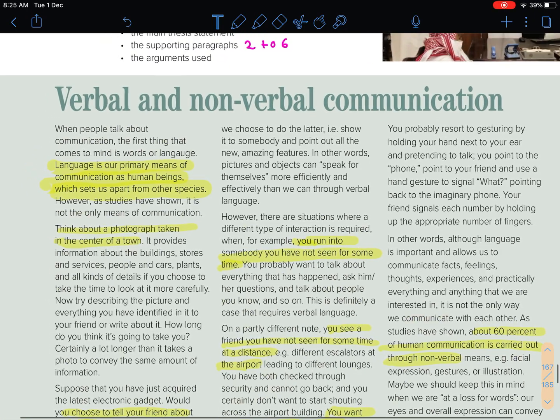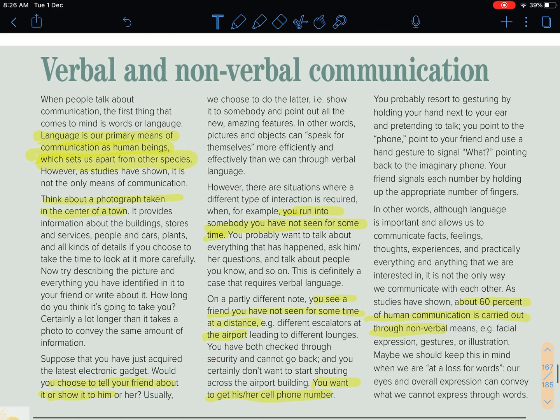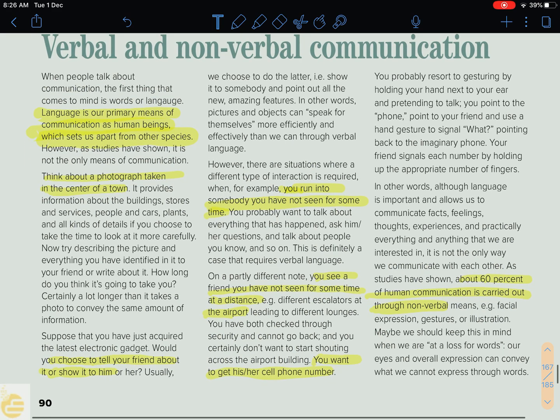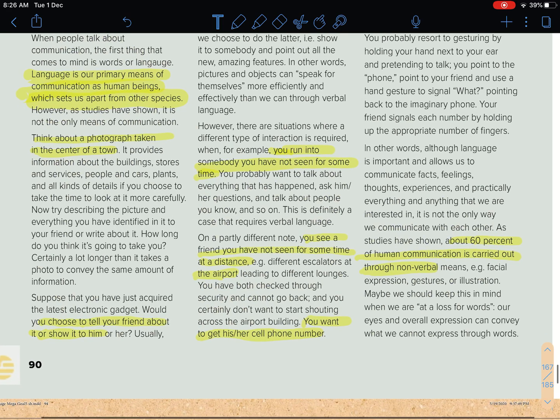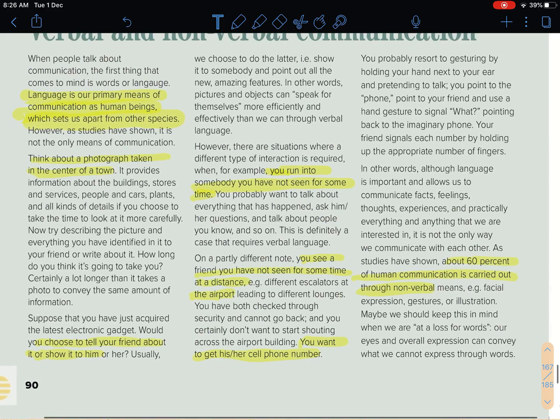Now, as for the arguments used, let's take a look at each one of them. So in the second paragraph, the argument used is to think about photographs taken in the center of town. Okay, and as for the second one, choose to tell your friend about it.